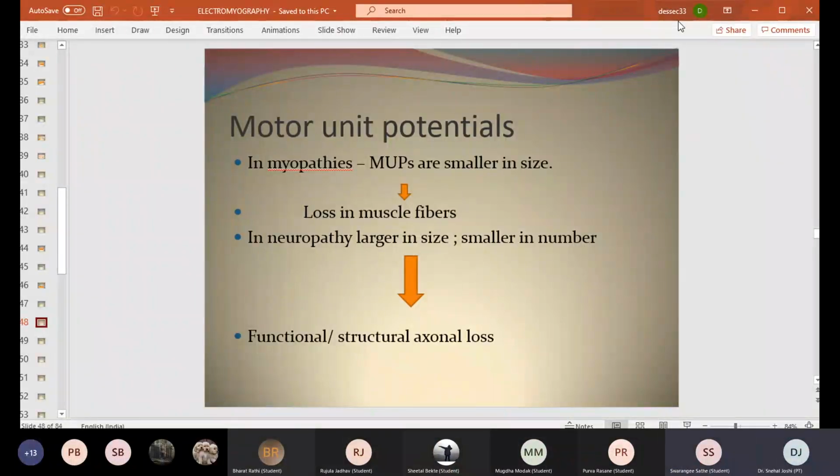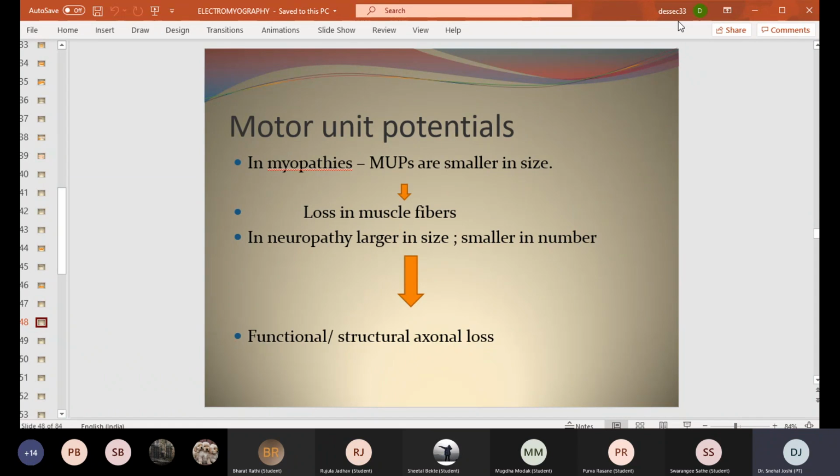Yes, ma'am. So last time we have seen the abnormalities in insertional activity and the spontaneous activity. Today we'll see the abnormal motor unit potentials. Now what happens in case of myopathies? Myopathies are myogenic disorders, lesions or myopathies when it is related to the muscle.